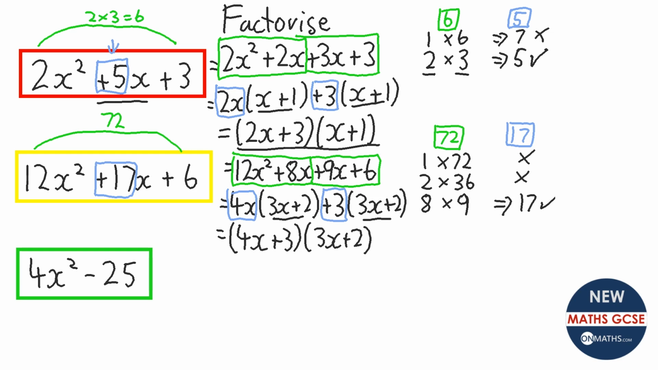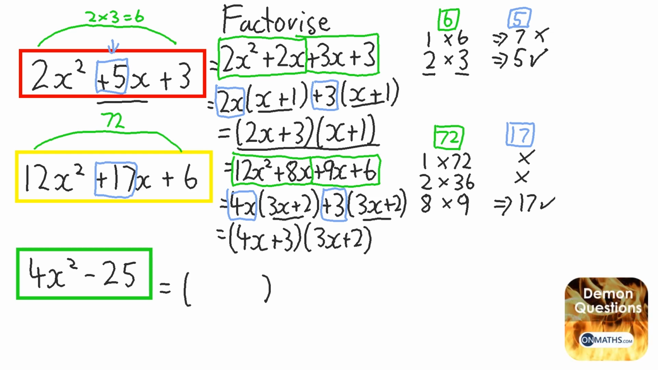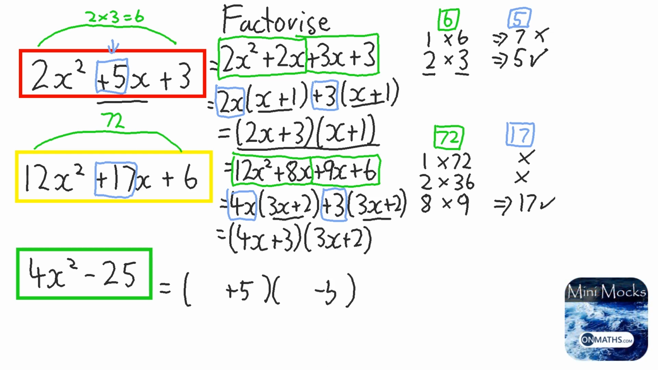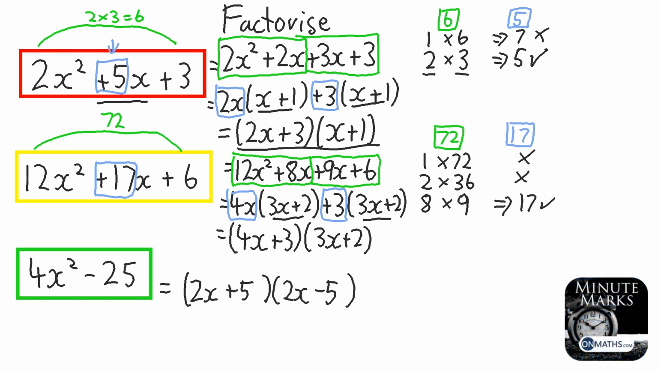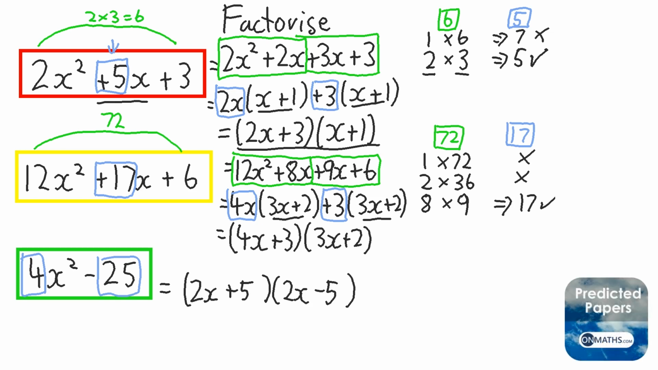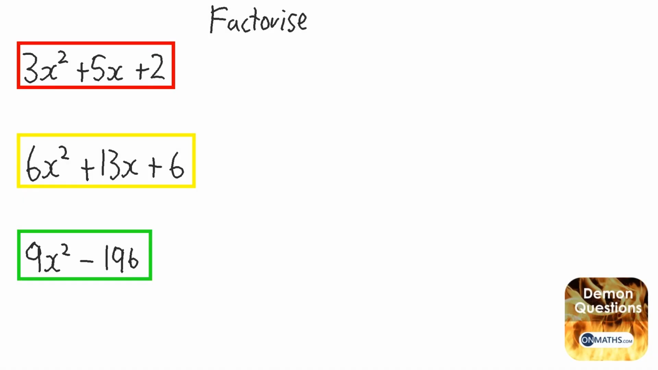Okay, the last one is just a much simpler one. All we need to do different here to the green one in the last question is, instead of plus 5 and minus 5 to get that minus 25, this time it's just going to be 2x plus 5 and 2x minus 5. So not only are we square rooting this number here, we're also square rooting this number here. And if you expand 2x plus 5, 2x minus 5, you will get 4x squared minus 25. Okay, have a go.